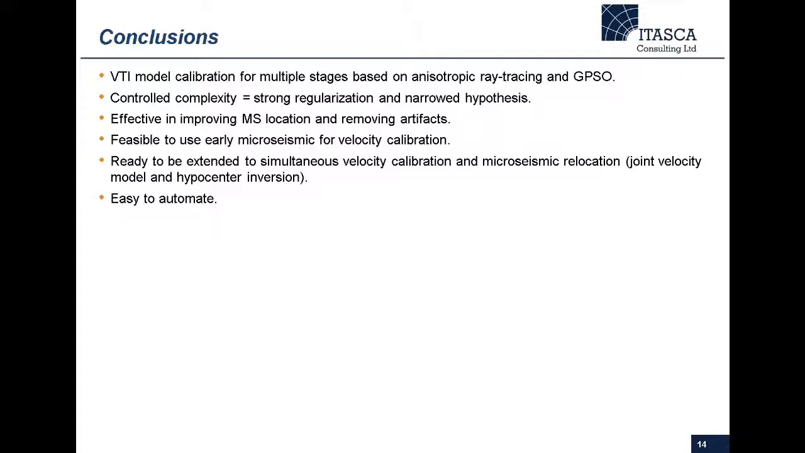And then once we update the velocity, we actually relocate the microseismic events and then update the velocity again. And that's the same idea as the joint velocity and hypocenter inversion. It's a natural extension to do something like that in a real project, and that will improve your velocity model and at the same time increase the accuracy of your microseismic location.